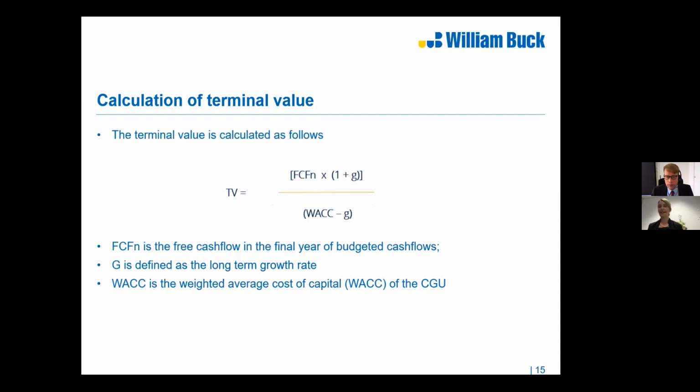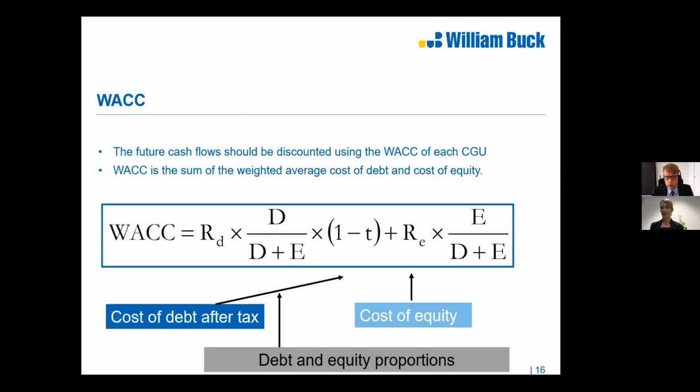So this is again a formula, and I won't spend too much time on it. It is how the terminal value is calculated, which is basically the free cash flows in the last period of the forecast, multiplied by the growth rate and then divided by the WACC less the growth rate. So that is just a formula.